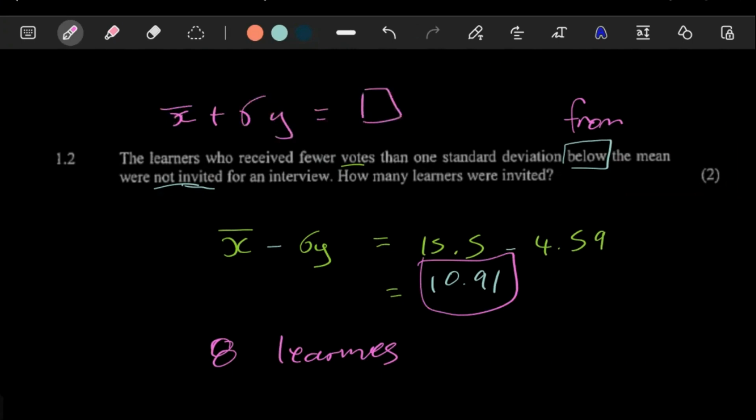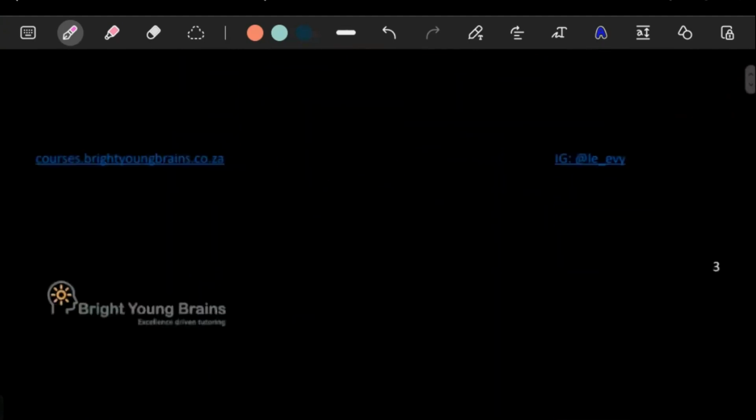And then what we would need to do is look for all the numbers that would be within the space from this to whatever this number would be. All those values between this and that, we know those are the people that would have received votes that are 1 standard deviation from the mean. So if they're saying those people were not invited, it means we would need to pick everyone outside that range. But with this question, it's quite straightforward. It's 8 learners. Let's move on.